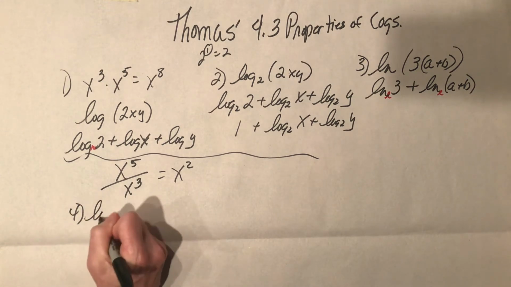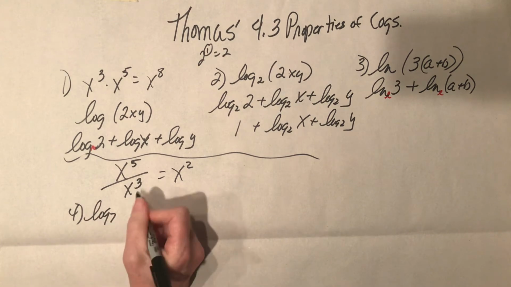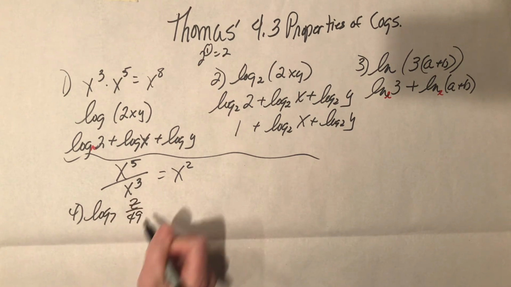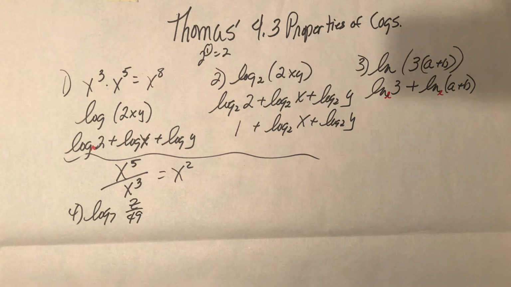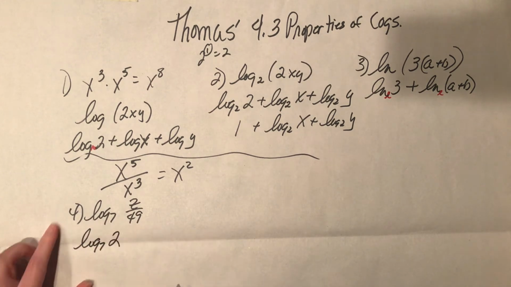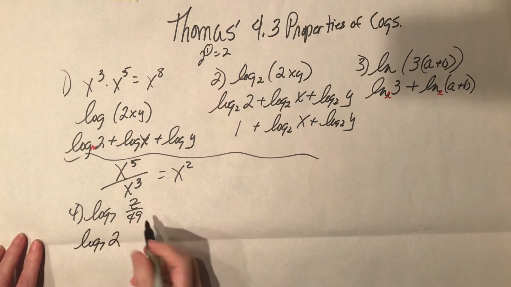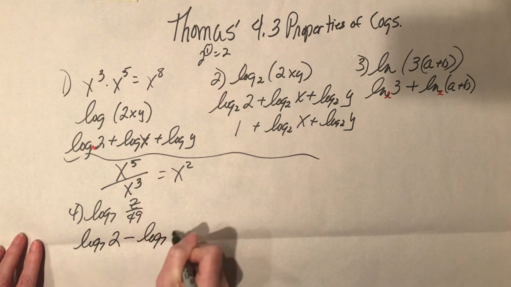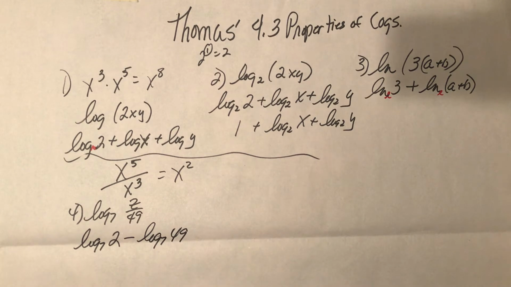4 is log base 7 of z divided by 49. That's going to tell us that we can do log base 7 of z, and this is division, so we're going to subtract log base 7 of 49. So there we go with that. Now you've got to look and see if you can do some cleanup. Is there an exponent you can put onto 7 to give you a z? 7 to what power gives you a z?